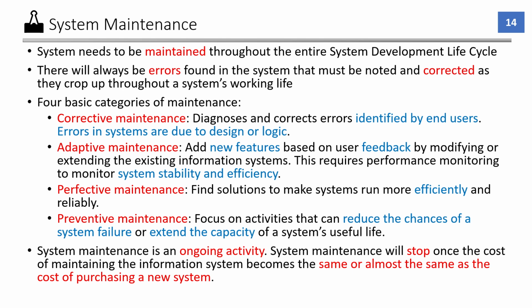Maintenance continues as long as it is cost-effective. When the cost of maintaining a system becomes the same as or almost the same as the cost of buying a new system, the organization may decide to replace it. In simple terms, system maintenance ensures the system keeps working well, adapts to change, and remains useful over time.